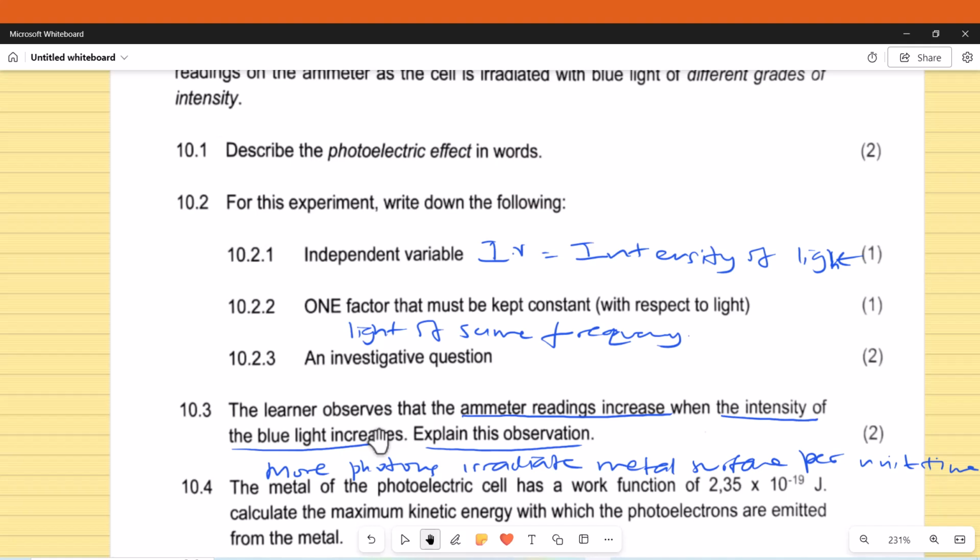And so what happens? These are directly proportional. When we have more photons irradiating the metal surface, we're going to form more photoelectrons altogether, and hence a higher ammeter reading. So the first point: we have more photons irradiating the metal surface, resulting in more photoelectrons leaving the surface, and hence a higher ammeter reading. Hope we are together.